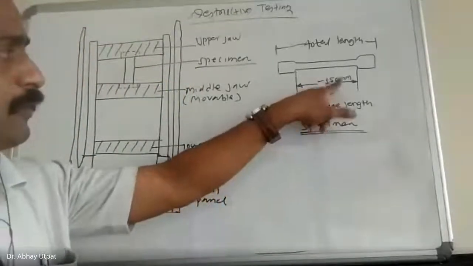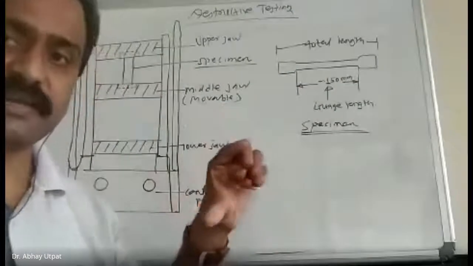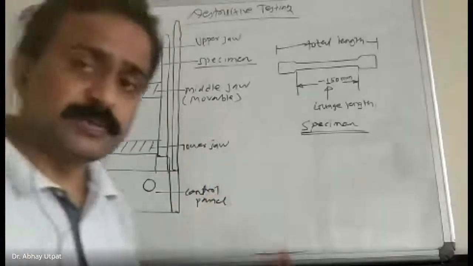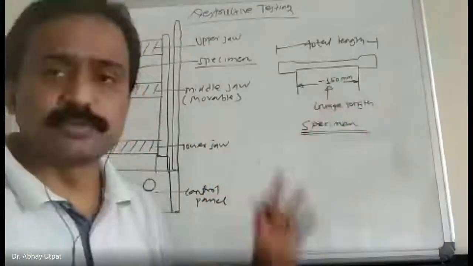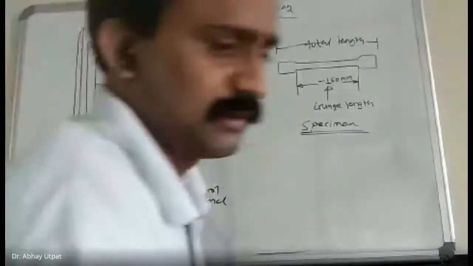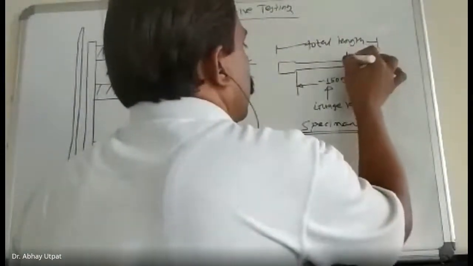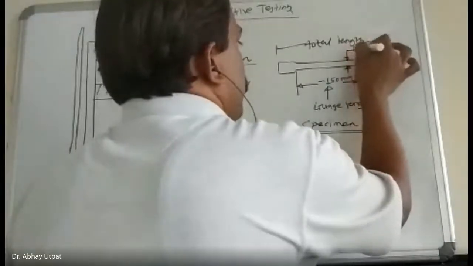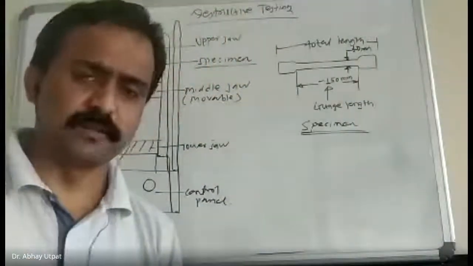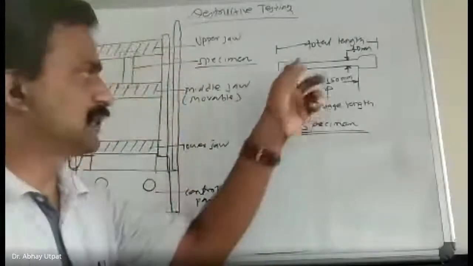Specimen is around 150 mm gauge length. What is gauge length? Gauge length is that length which is fixed between middle jaw and upper jaw. This is your required length. As per the standards, you have to take approximately 150 gauge length. Usually it depends upon diameter. This diameter is 10 mm. Specimen is prepared with 10 mm diameter. But if diameter is little different or more, gauge length may vary. But usually everywhere standard gauge length of 150 is selected.